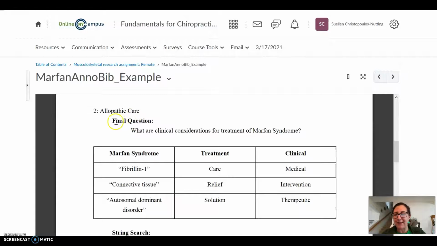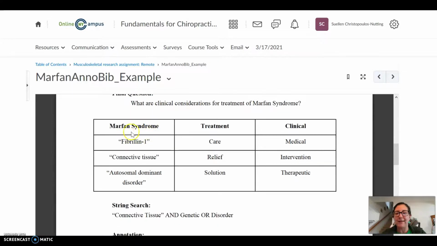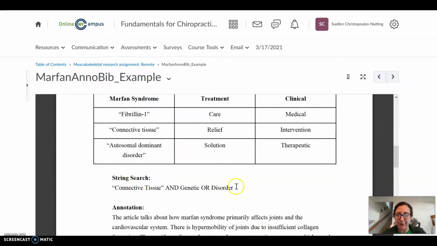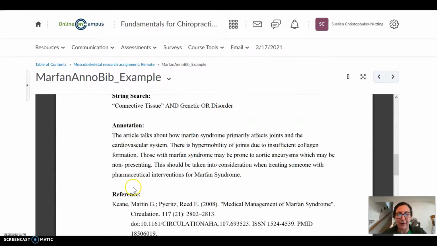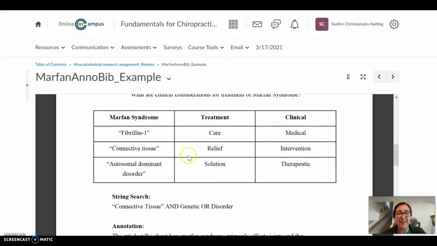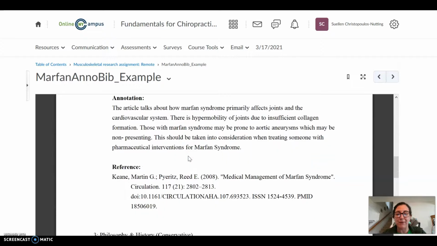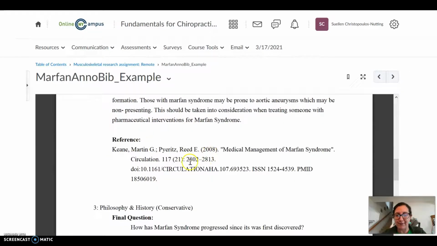So here's allopathic care, same thing, final question. This is what their final question is. Here's their concept block, again using the quotes appropriately. Here's their final search string, the search string that they used in order to find this article. So here we have, it's very short, it's only a few sentences, but it answers this question. And that's the biggest thing, is that you have to make sure that you answer the question, and then here is your reference, right?